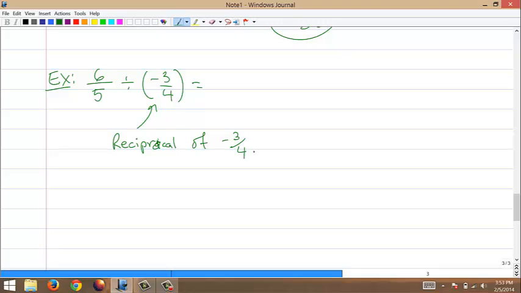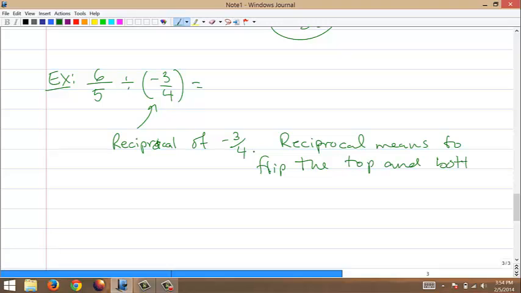Now all we need by reciprocal is to flip-flop the top and the bottom. So the reciprocal just means to flip the top and the bottom. So for example, the reciprocal of negative 3 over 4 is just going to be negative 4 over 3. So again, you just flip the fraction upside down. The numerator becomes the denominator, and the denominator becomes the numerator. So that's what we want to do for this problem from above.